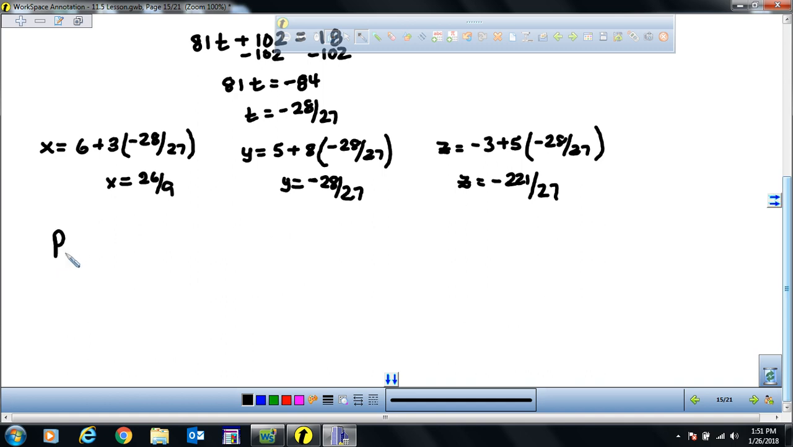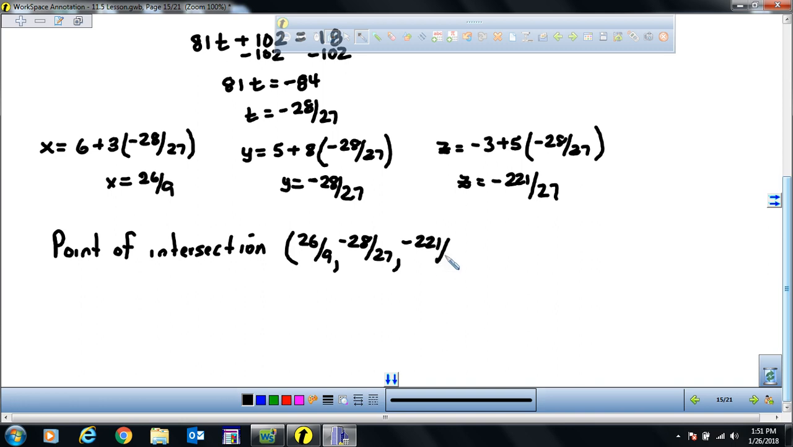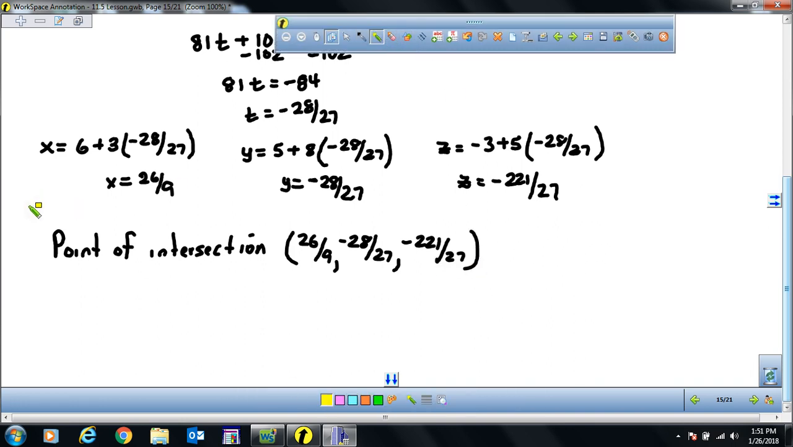And so the point of intersection is going to be 26/9, negative 28/27, negative 221/27. That is the point of intersection of the line and the plane.